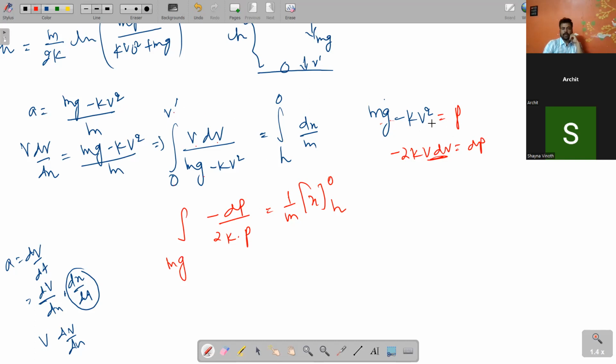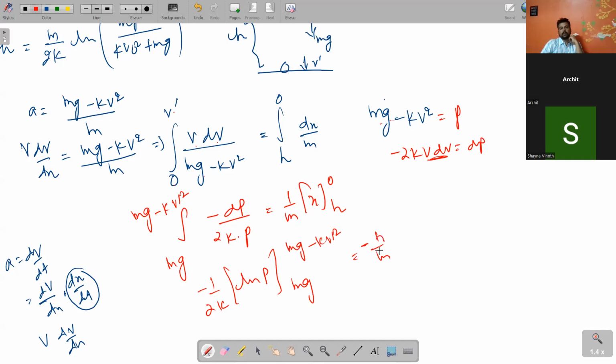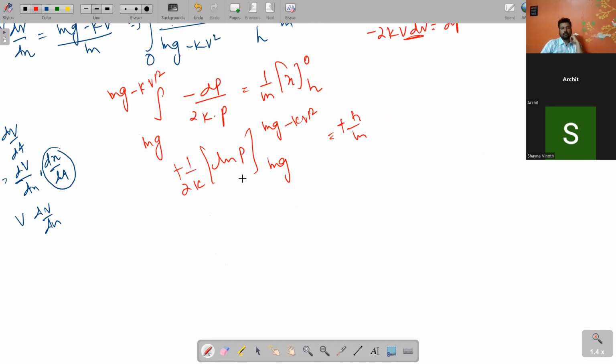And v equal to v dash, you will get mg minus kv dash square. So minus 1 by 2k will come out, ln p. 1 by p is ln p, from mg minus kv dash square to mg. This is 1 by m, 0 minus h, that is minus h. This minus and this minus will be gone. And then put this value, 1 by 2k, you can take that side.